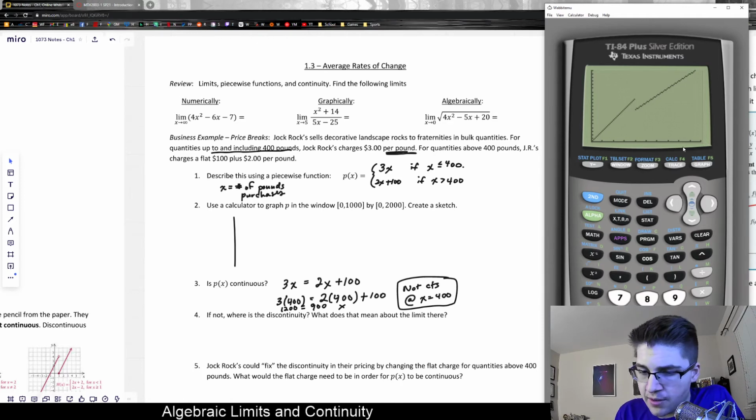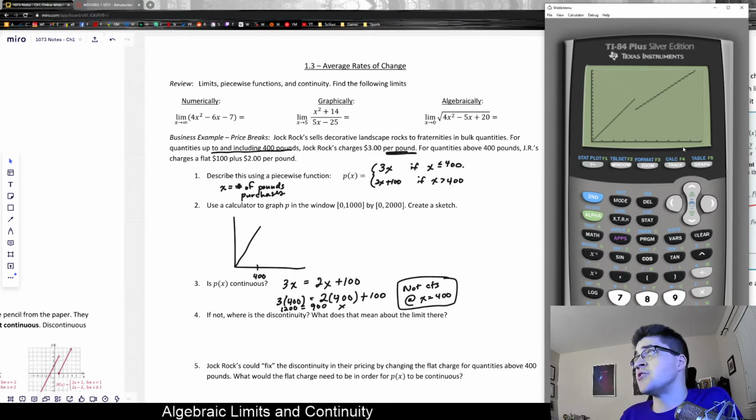So let's go ahead and create a sketch of this situation, or this piecewise function, based on our graphing calculator. But essentially we have a linear function over here. It has a slope of 3x. For every pound they purchase up until 400, they're going to be paying $3 to the pound.